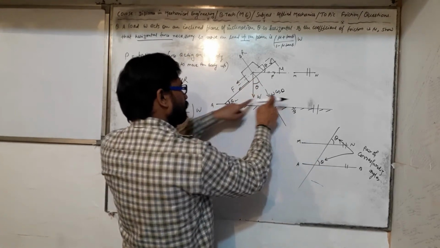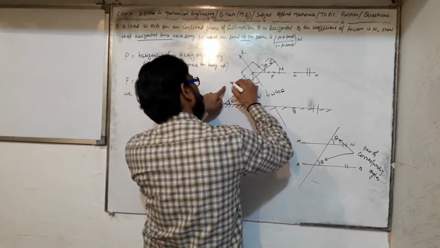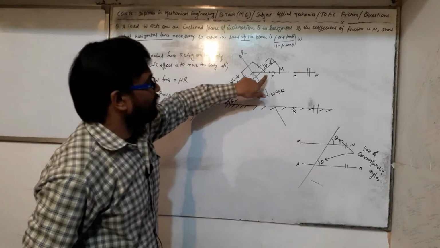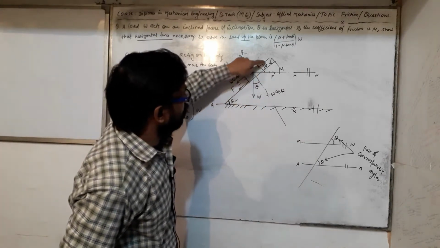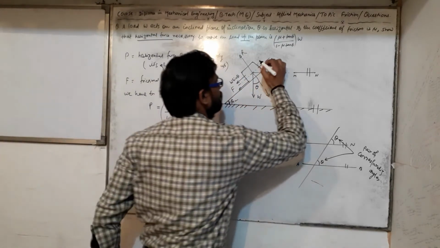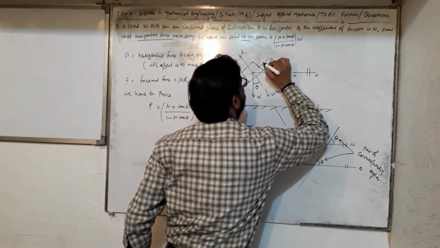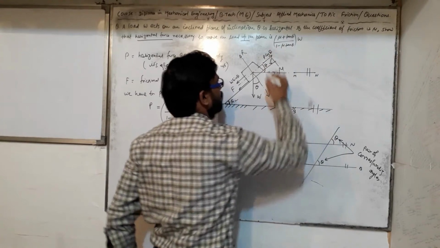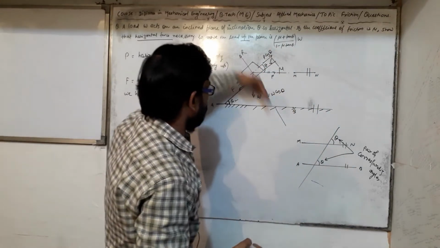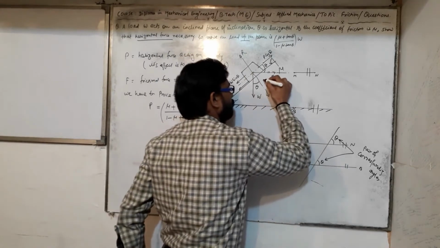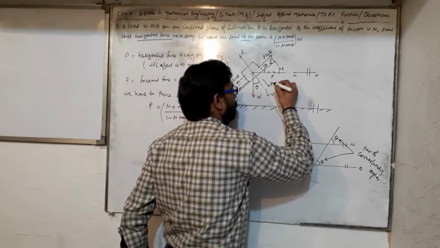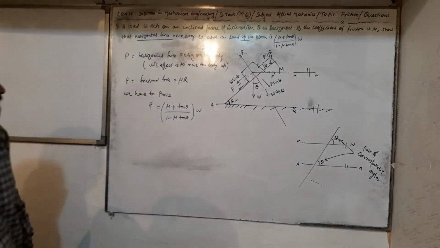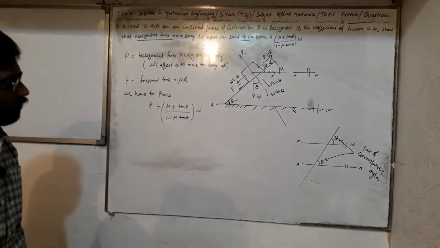So its two components, one is W cos theta, another is W sin theta. In a similar manner, here P is acting at an angle of theta. So in this direction, one force component is P cos theta, and along the direction of W cos theta, the component would be P sin theta. Clear? Okay. Now, the resolution of force is over.